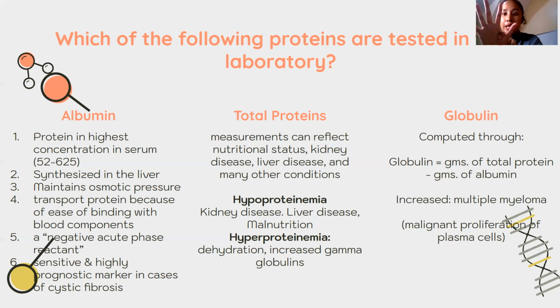Yung main types of WBCs natin: never let monkeys eat banana. So never, M, neutrophils; L, lymphocytes; M, never let monkeys, monocytes; eat, eosinophils; B, basophils. Yan. So sa lymphocytes natin, guys, may dalawang types.